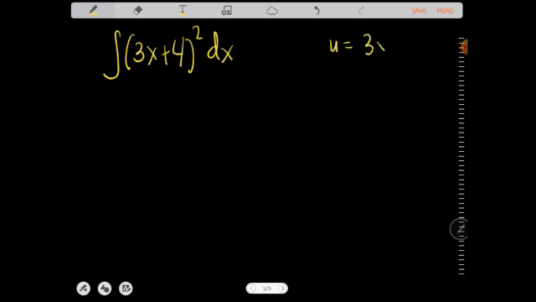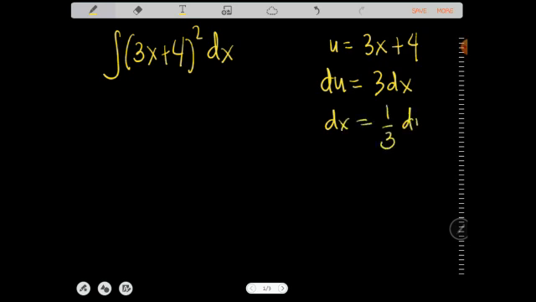Example, evaluate the integral of a quantity 3x plus 4 squared dx. Okay? So alamin natin kung ano yung kanyang u. So ating u dito, yung ating u variable is equals to 3x plus 4. And yung derivative of u is equals to 3 dx. And yung ating dx is equals to 1/3 of du.